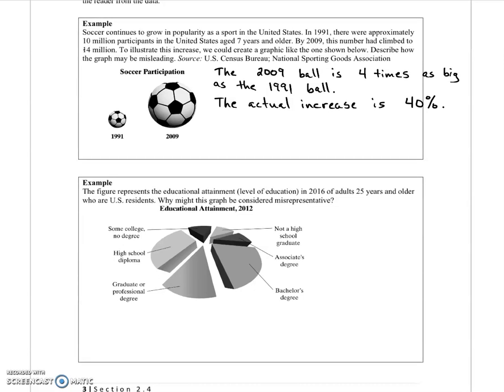Well, I started at 10 million and I ended up at 14 million. So it increased 4 million, and I'm going to divide that by the original amount. So the original amount was 10 million. And since we don't need the millions here, 4 divided by 10 is 0.40, which is the same as our 40%.